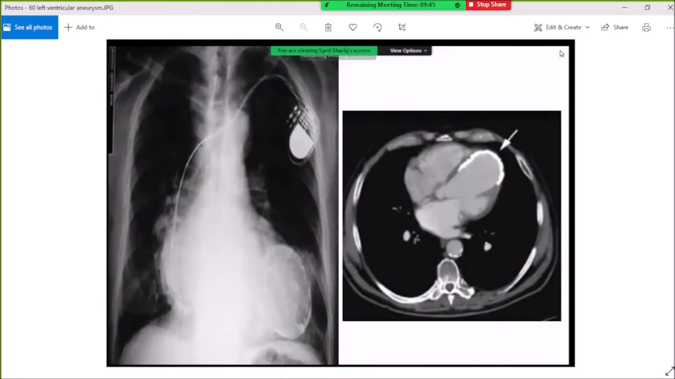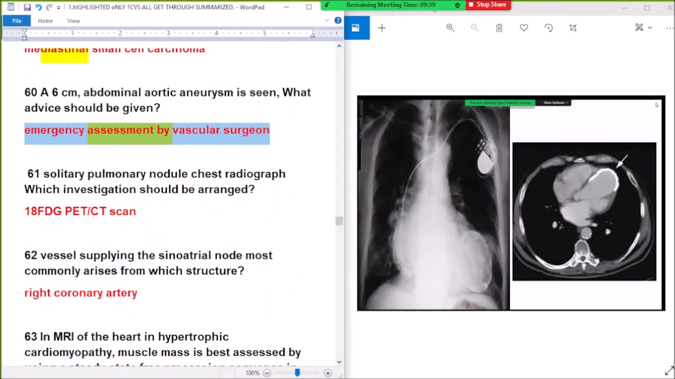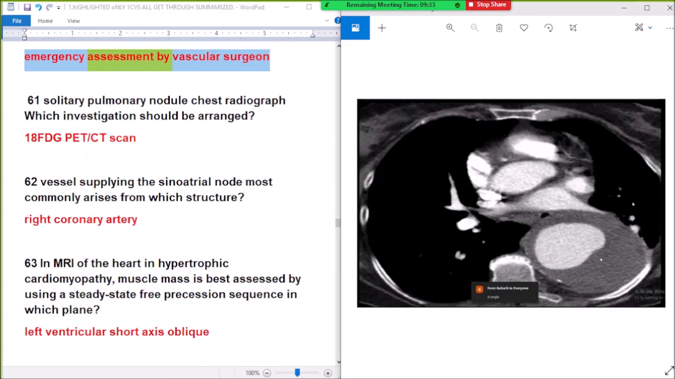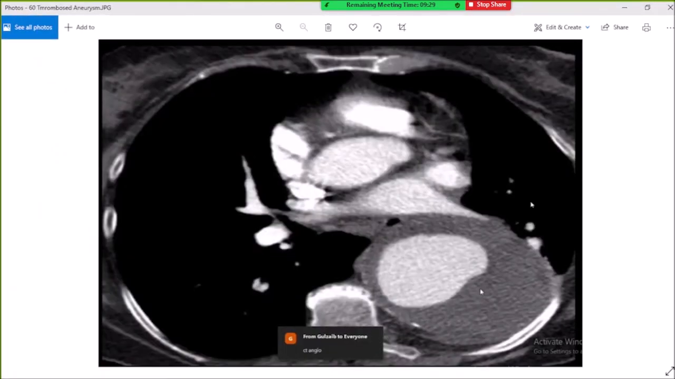This is left ventricular aneurysm. But these we will discuss in detail later. If there is a 6 cm abdominal aortic aneurysm, it should be given emergency assessment by vascular surgeon. Question number 61. Solitary pulmonary nodule. This is a thrombosed aneurysm.